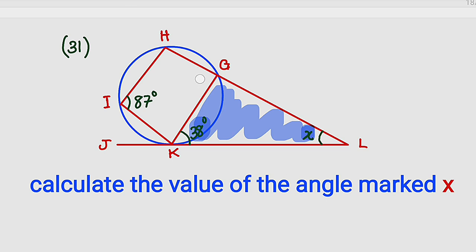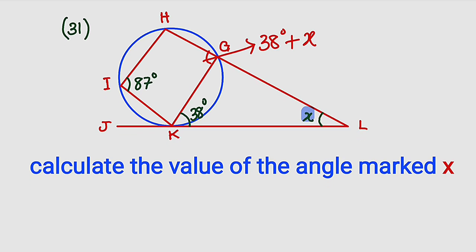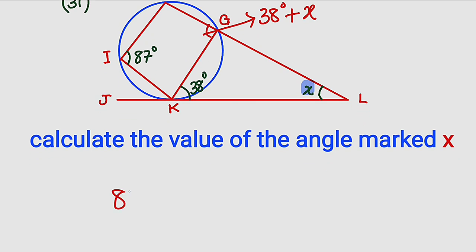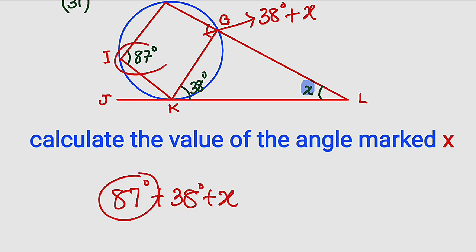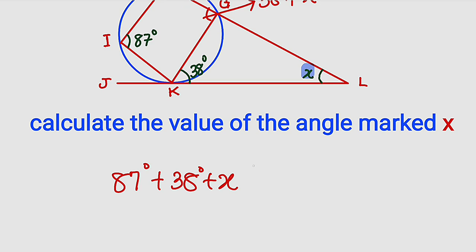So let me just write it. It means that this angle right here would be what? 38 plus x. Another thing you should remember is that the opposite angles of a cyclic quadrilateral are supplementary, meaning if you add them together, you have to get 180 degrees, which means that 87 plus 38 plus x, 87 for this one, and 38 plus x for the other one. This must give us what? 180 degrees.